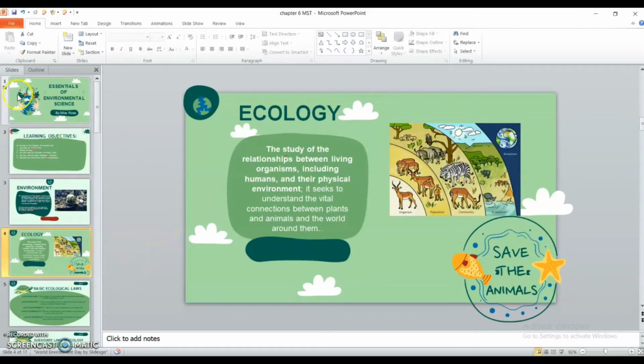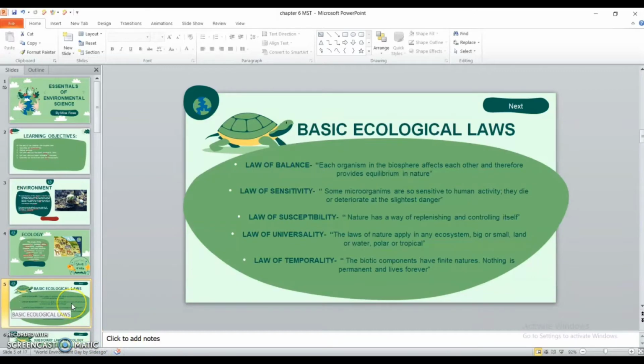The next one is ecology. Ecology is the study of relationships between living organisms, excluding humans, and their physical environment. It seeks to understand the vital connections between the plants and animals and the world around them. So that is ecology. Next are the basic ecological laws.